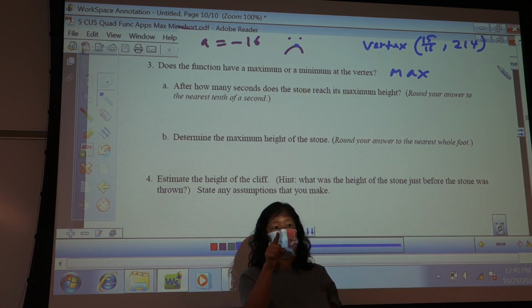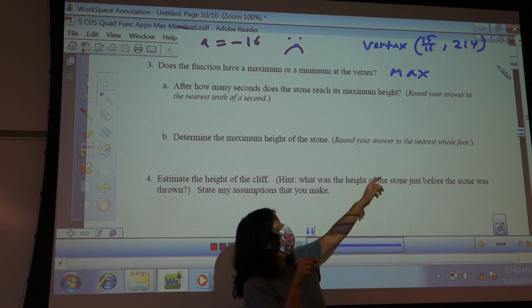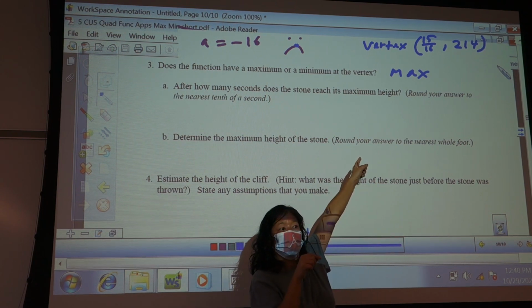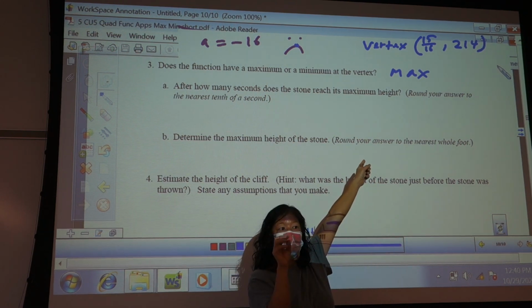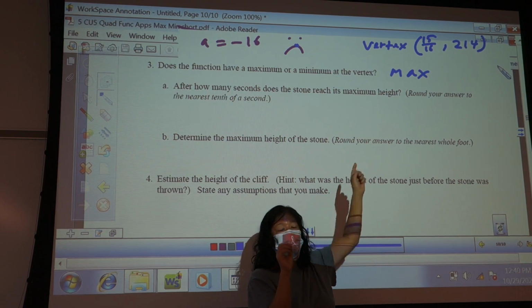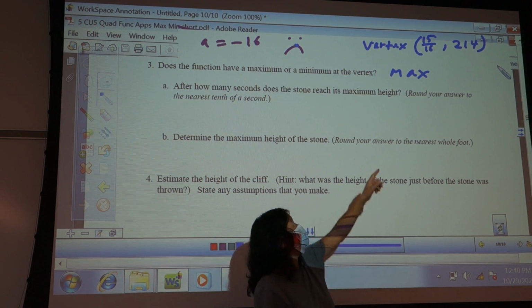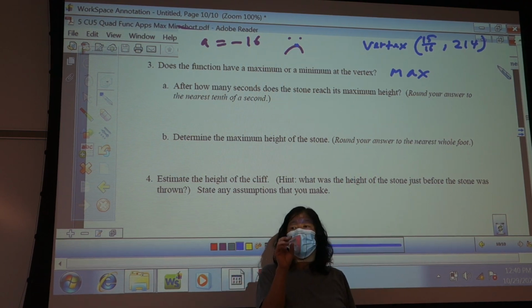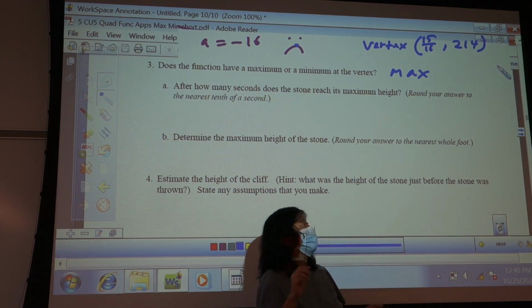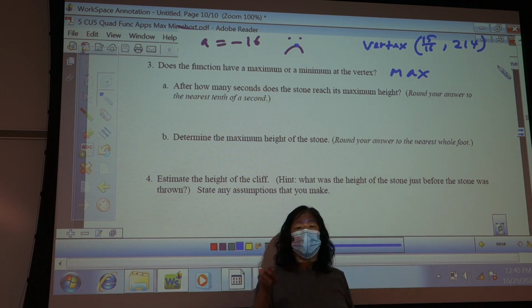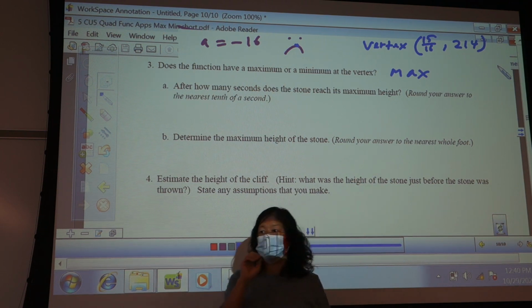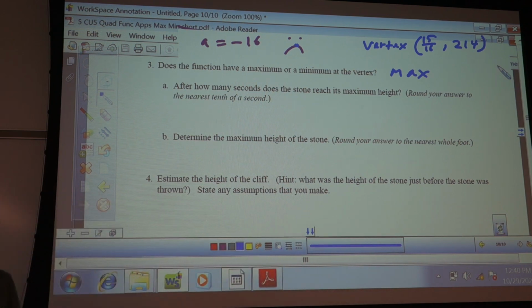When does it occur? Well, my x is what? 15 over 16. Does everyone understand? Remember x is our time, so my time is 15/16 of a second. My maximum height will be 2 1/4 feet. Everybody understand where this is coming from? That is the part that I need you folks to understand about this application: the interpretation of the vertex.